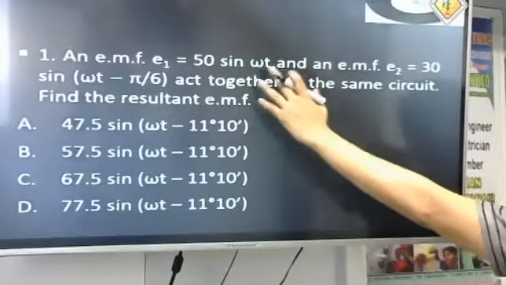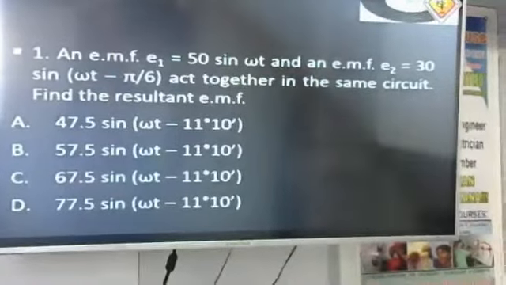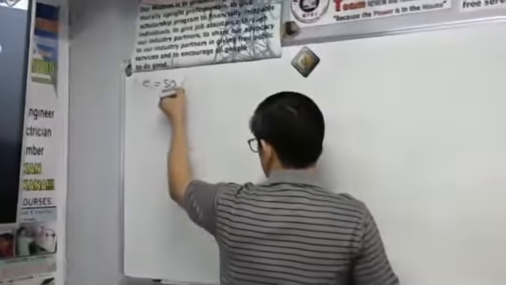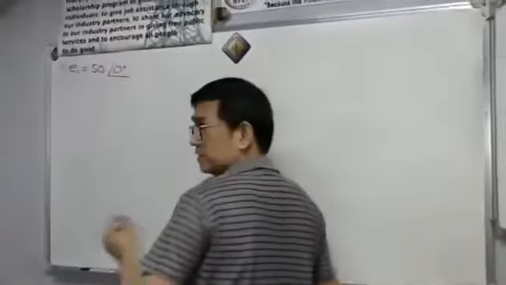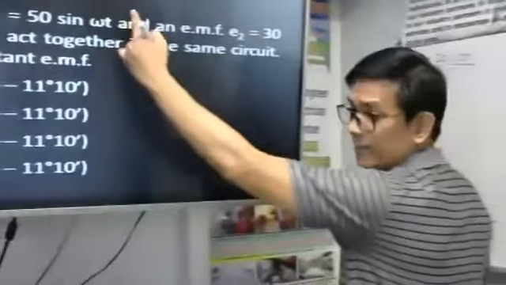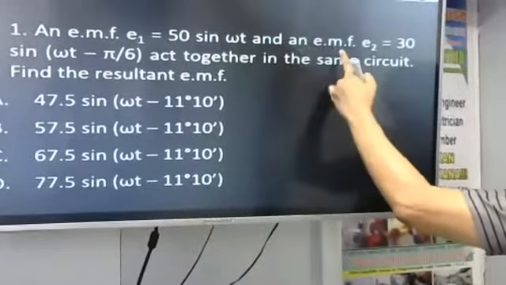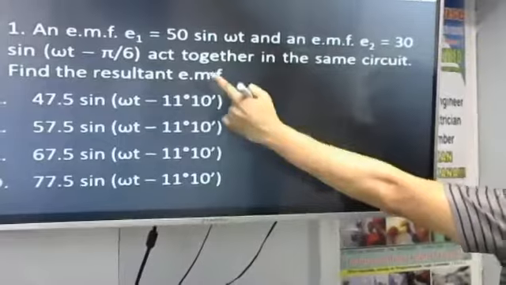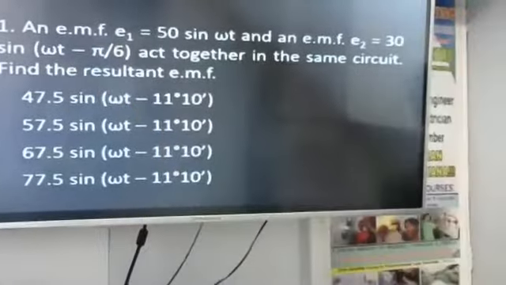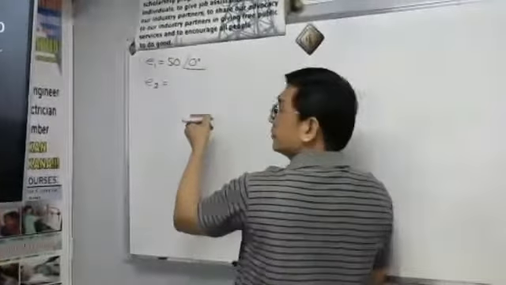So, we have here 50 sine omega t. Since it is plus 0, we put 0 degrees here, because this sine omega t is just plus 0, automatically. And E sub 2 is 30 sine omega t minus pi over 6. So our E sub 2 is equal to 30.